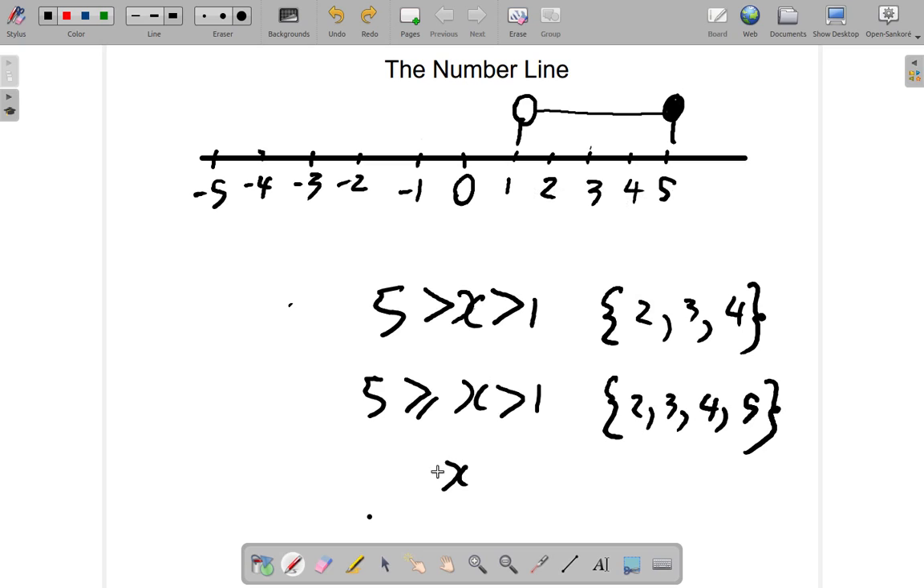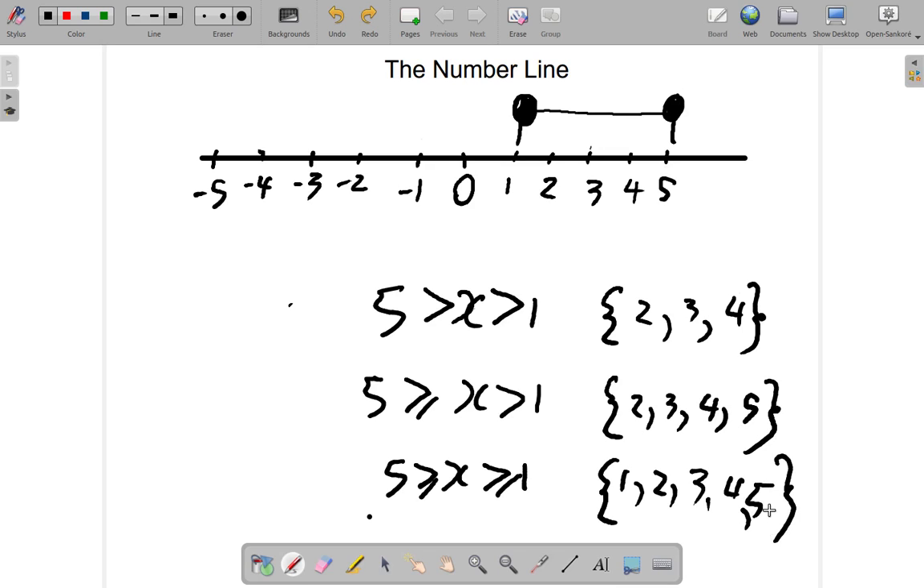Suppose now I say x is less than or equal to 5 and is greater than or equal to 1. Then 1 is included. I shade this, and the values are 1, 2, 3, 4, and 5. So that's one way of representing these values. Right?